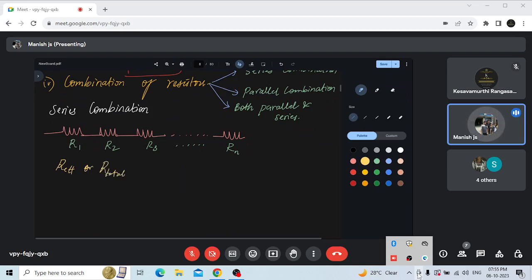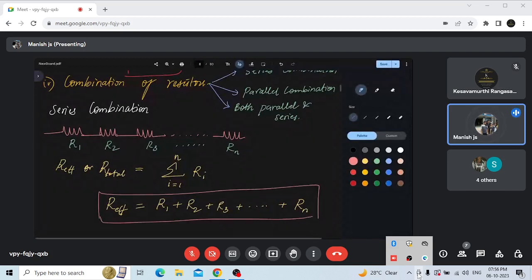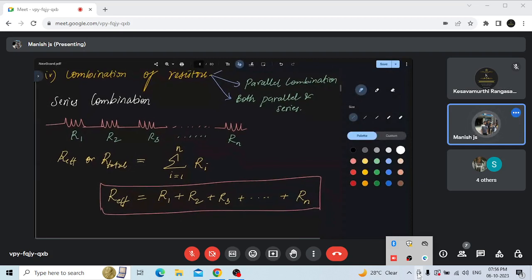The effective or total resistance is given by the formula sigma i equals 1 to n of Ri. When I expand the summation, what do we get? We get R1 plus R2 plus R3, and so on up to Rn. This is the effective resistance, that is, the total resistance of all resistors connected in series combination. Is it clear? This is the first type of combination.